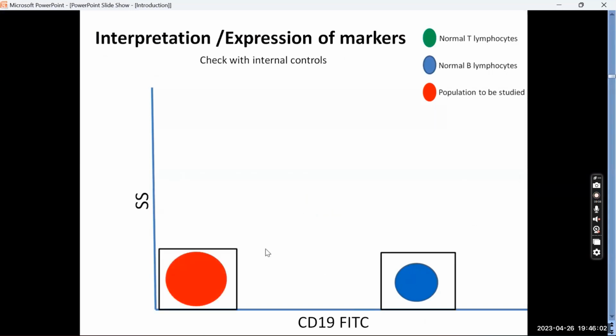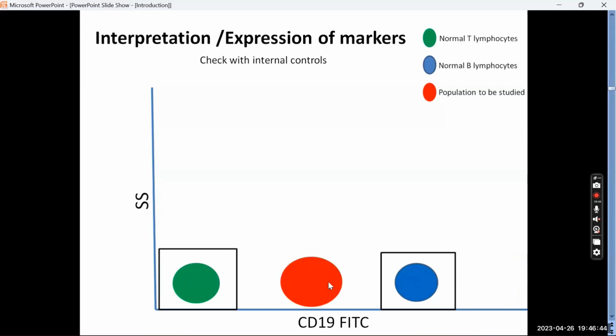Let's assume that there is a blast population. If the blast population is lying here, it is negative for CD19 because it is lying along with the negative population. If the same blast is lying along with the positive internal control, it is positive, and you call this moderate expression. Now, if the same blast is falling at a much higher intensity than the positive internal control, then you call it bright. So when it has the same intensity as the positive internal control, you call it moderate. When it is much brighter than this, you call it bright.